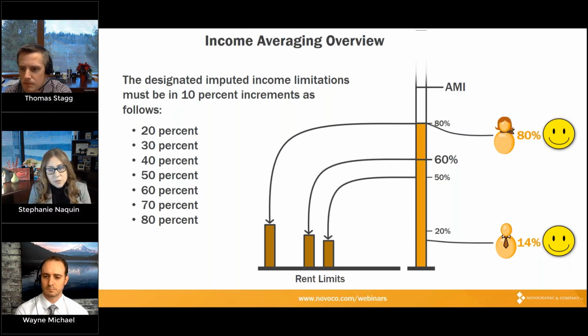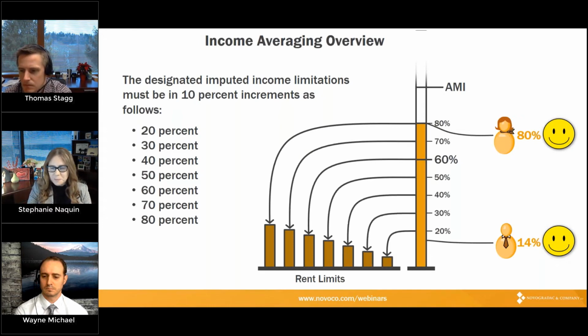So this 20% household, or this household that's at 14%, now gets to qualify for 20% and get a 20% rent, which obviously makes that household very happy. And so likewise, it just rolls all the way up, 30%, 40%, 70%, and 80%. And so the goal here is to designate units across your property in these increments so that the average of all of these is no more than 60%.